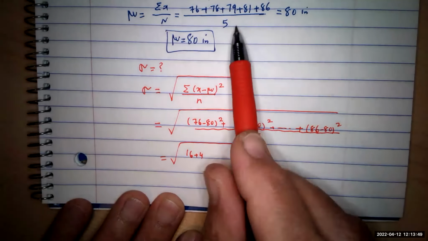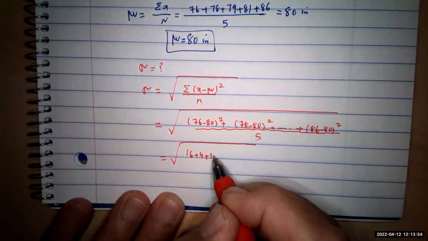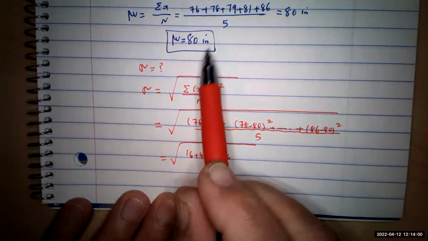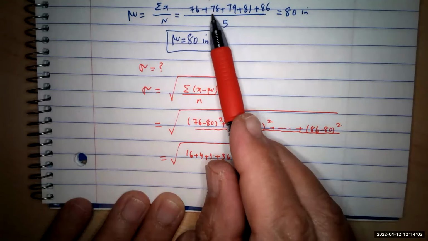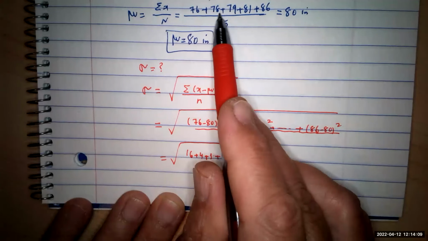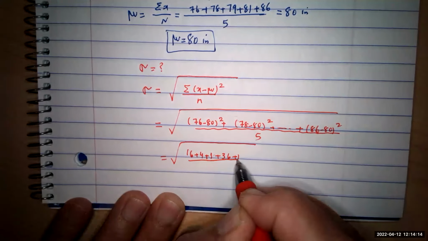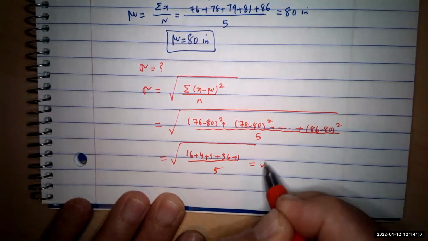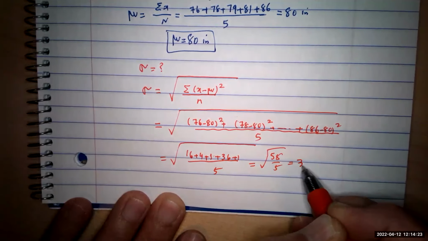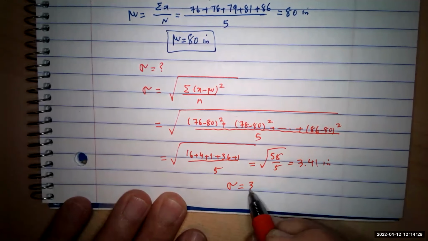This is a 79, that gives you 1. Then we get the 36, and the 4. You see that would be 16, 4, 1, and 1. You get 2 1s. You divide by the total, which is 5. So basically, it's going to be the square root of 58 over 5. It's going to be 3.41 inches. So that would be sigma is 3.41.